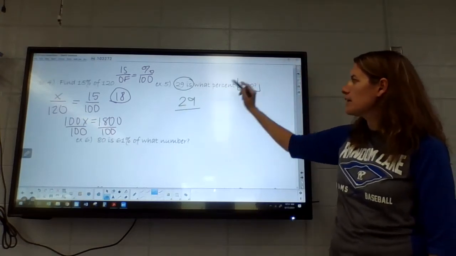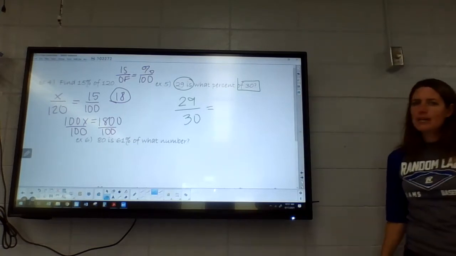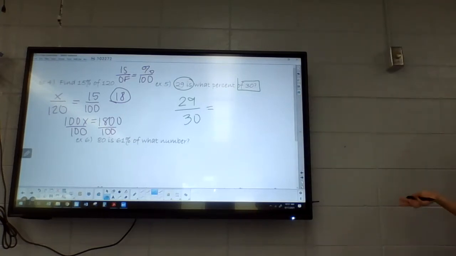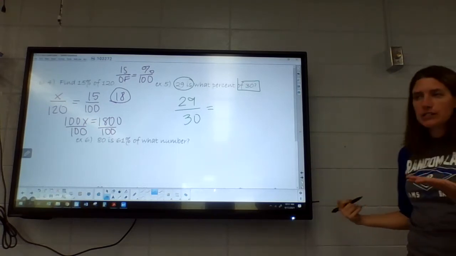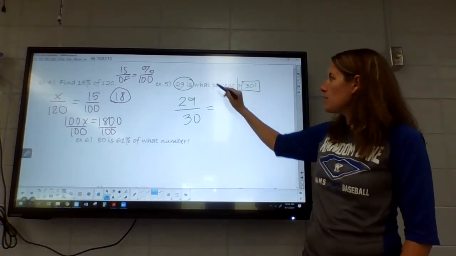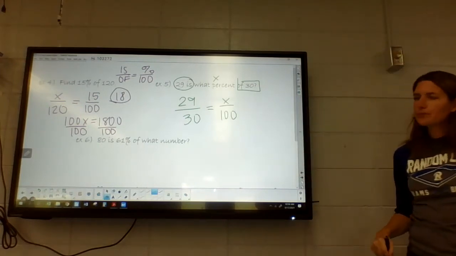All right, so this time the number on top is 29 and 30 is the number on the bottom. They want to know what percent. If you think about this as a test score, if you got 29 out of 30 on a test, I hope you'd realize that's a pretty good test score. The percent I don't know, so I don't know the over 100 part.